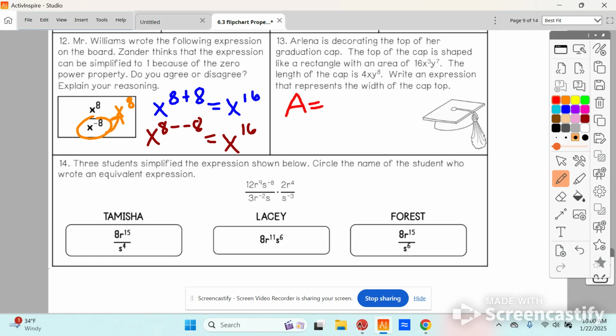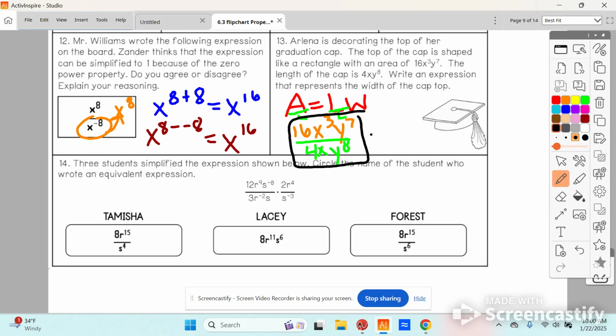Area of a rectangle equals length times width. So if the area is 16x cubed y to the 7th, I would have to divide that area by the length, because I would divide the length to get it away from the width. Therefore, I would divide the area by the length, and that would equal the width. So this is my final answer.